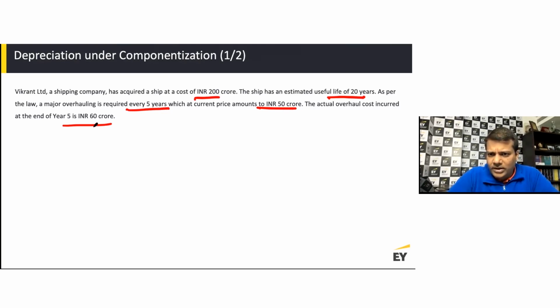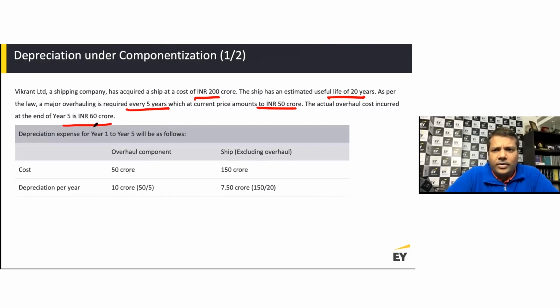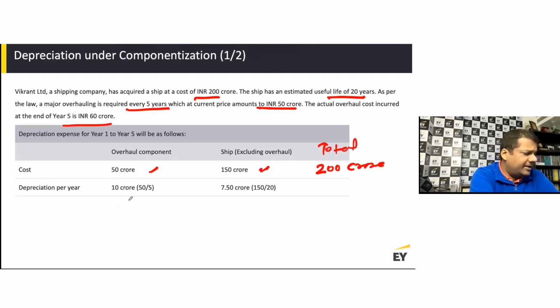Okay, so we have all the information here. Now, depreciation expense for the year 1 to 5. How will you compute the depreciation expense for year 1 to 5? It is overhaul 50 crore and ship 150. Total is your 200 crores, right? Depreciation here is 10 crore for the overhauling and then 7.5 crore for the ship, which is how much? 17.5 crores per year is your accounting charge.